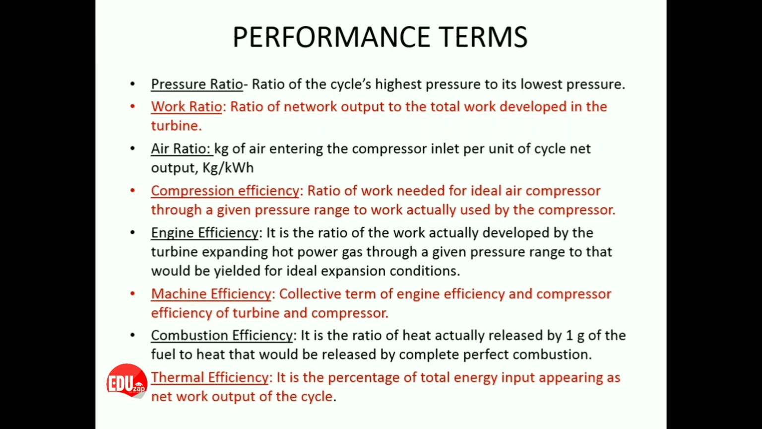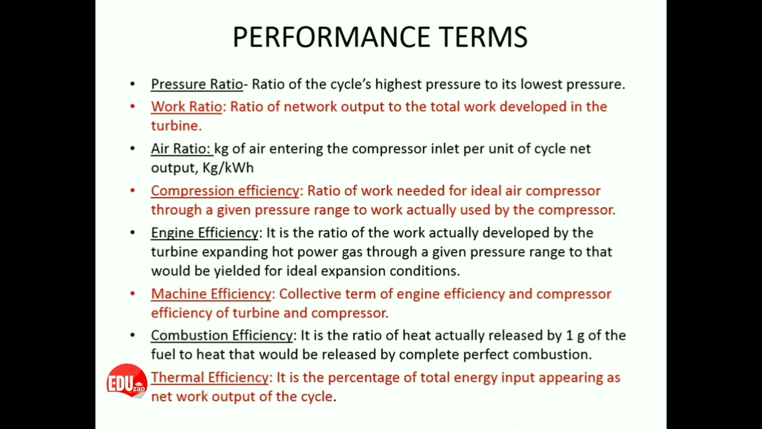These are the performance terms that are used in the gas turbine cycle. One is pressure ratio, that is the ratio of highest to lowest pressure in the cycle. Now coming to the work ratio, the ratio of net work output to the total work developed in the turbine. Air ratio is the kilogram of air entering the compressor inlet per unit of cycle net output. The unit is kilogram per kilowatt hour.